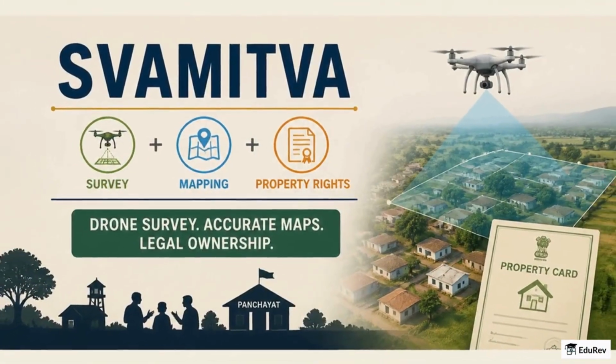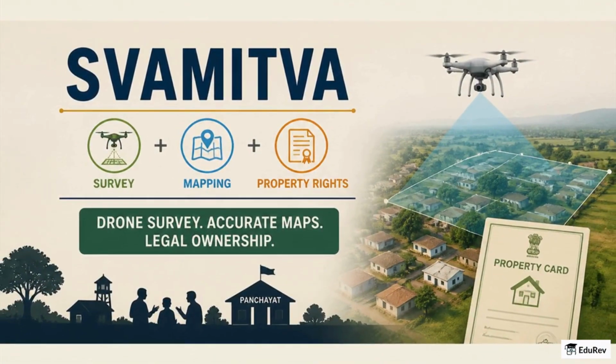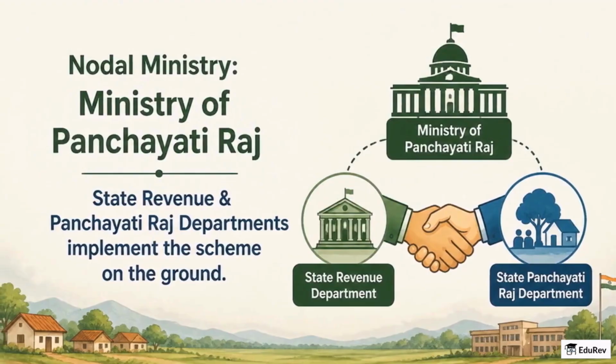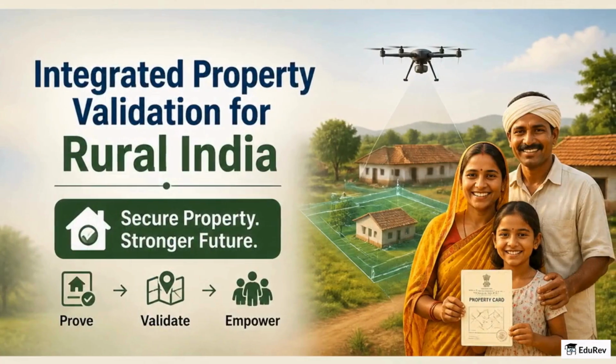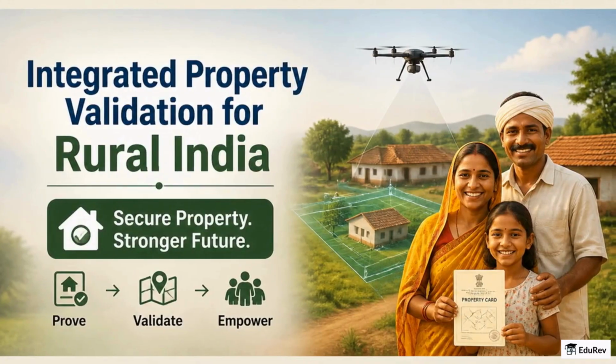SVAMITVA stands for Survey of Villages and Mapping with Improvised Technology in Village Areas, and it was launched on April 24th, 2020, National Panchayat Day. The nodal ministry is the Ministry of Panchayati Raj and State Revenue, and Panchayati Raj departments jointly implement the scheme on the ground. The main aim is simple: provide an integrated property validation solution for rural India so families can prove and use their property as an asset.